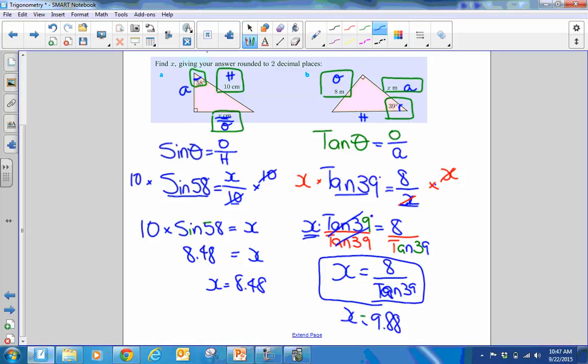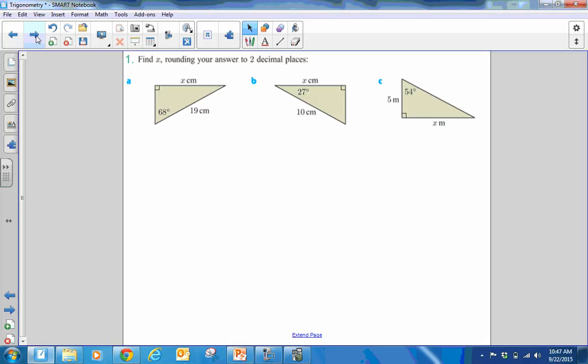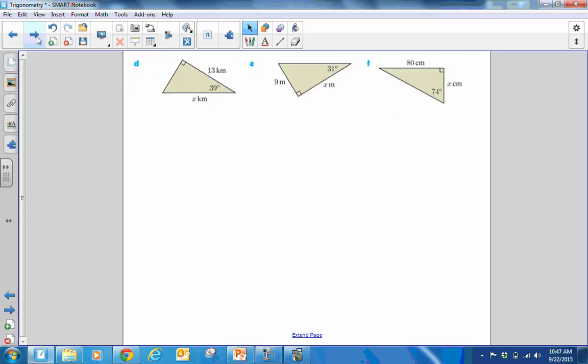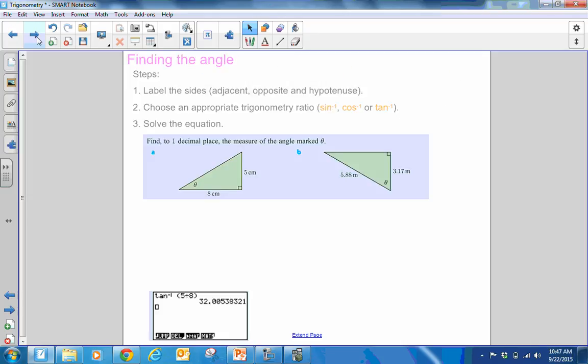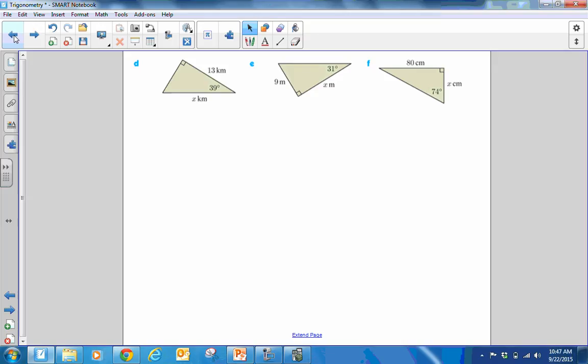9.88 meters. And that's the way you solve for sides. I'm going to stop here, and then you can solve the exercises that you have, exercise one, and then I'll go back for the angle.